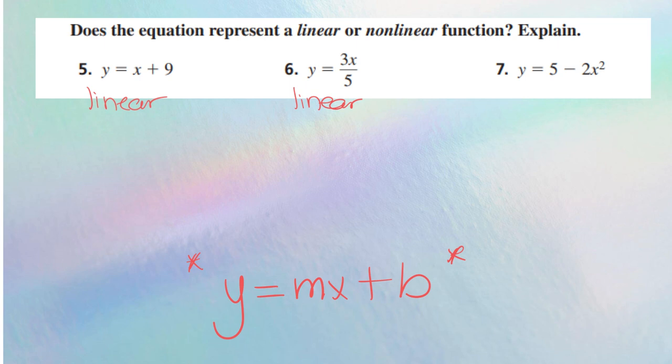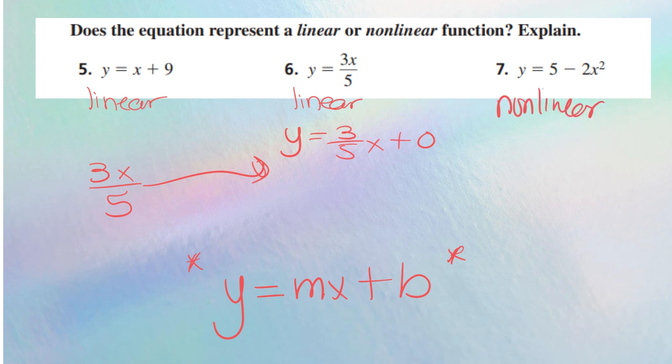Can I rewrite that like this? y equals 3 over 5 x plus 0. 3x over 5. What does that mean? I could break down my fraction as 3/5 and my x. What about 7? Is 7 linear or non-linear? Why? Because we have an exponent of x squared. Got it? We have an exponent of x squared.